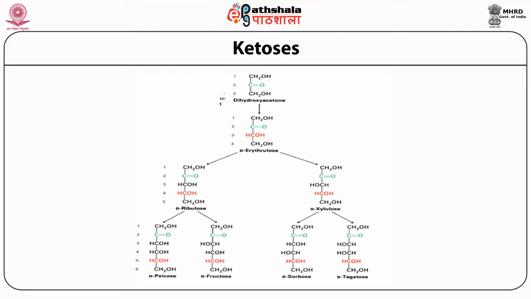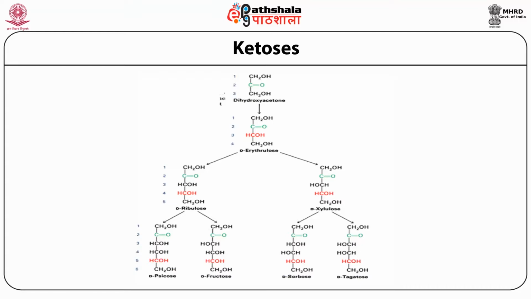Whereas in pentuloses, there are two chiral atoms, chiral centers. Therefore, there are four stereoisomers of pentuloses, two in D series and two in L series. In D series, there are D-ribulose and D-xylulose, whereas in L series, it is L-ribulose and L-xylulose.